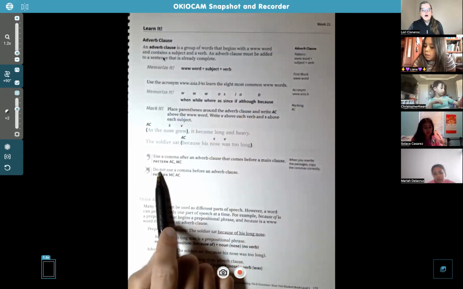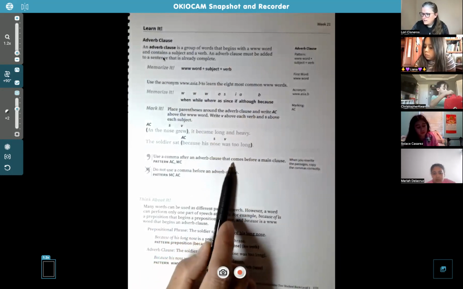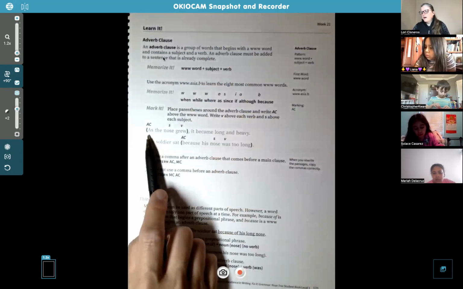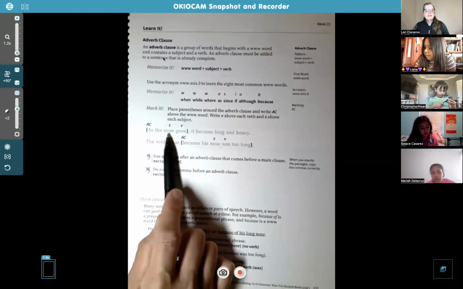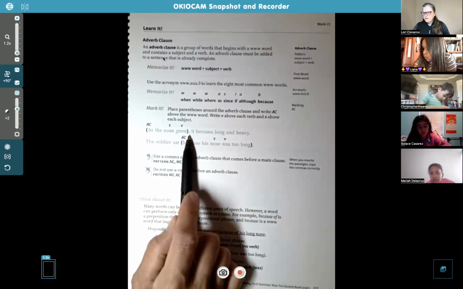Now, there are a couple comma rules. It says use a comma after an adverb clause that comes before a main clause. So when the adverb clause comes first, like this example, as the nose grew, then you need a comma.